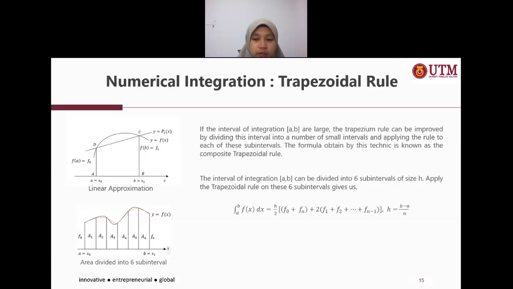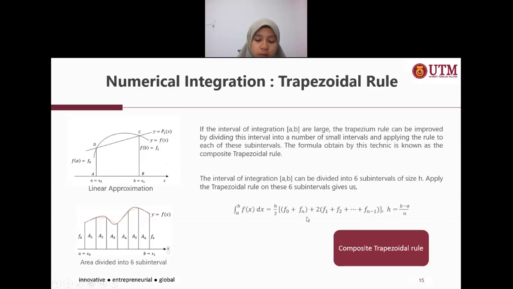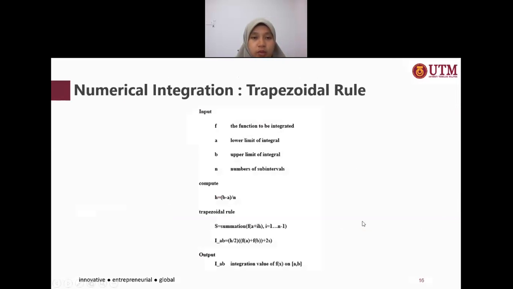Then, we can see the derivation of the trapezoidal rule like this. And this is the general formula, which we call the composite trapezoidal rule. Then, we can also compute this trapezoidal rule by using MATLAB. So here is the algorithm for MATLAB.